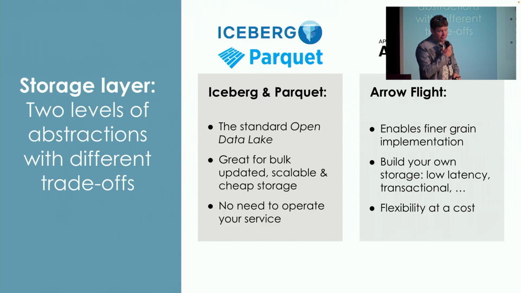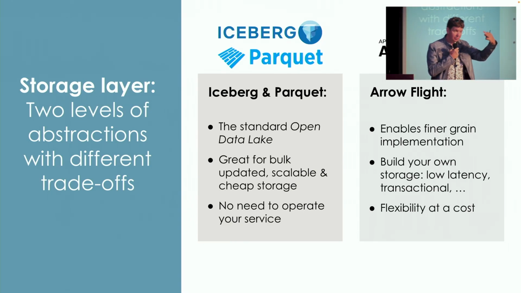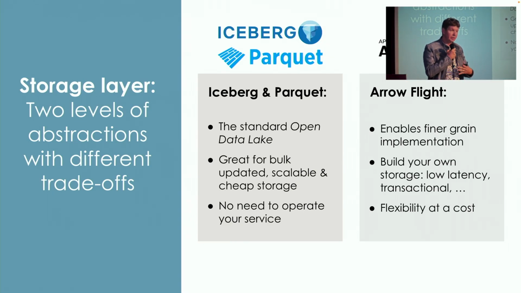So now if we look at the options you have for abstracting the storage layer, we really have two options, right? So there's two levels of abstraction. On one, there's Iceberg and a file format. So typically it's Iceberg and Parquet, where you have this columnar format inside the table abstraction that Iceberg provides. So that's kind of the standard open data lake implementation.